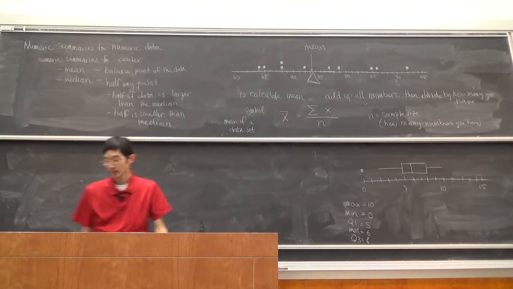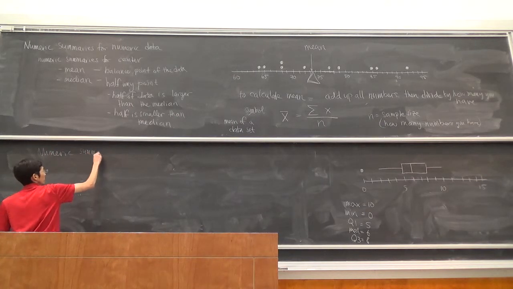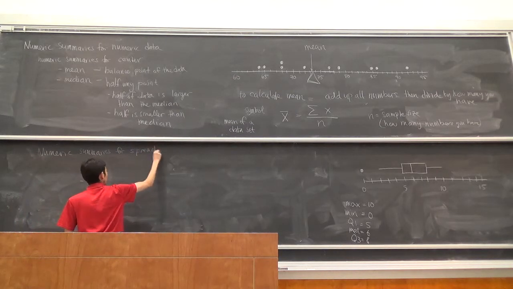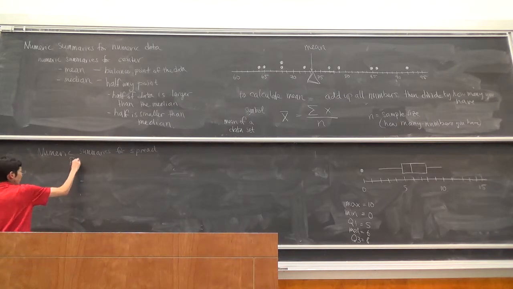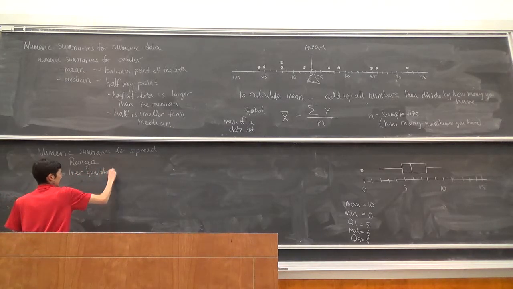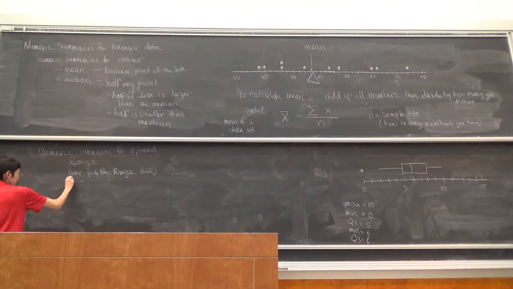I have to talk about numeric summaries for spread. We have the range. We have the interquartile range, abbreviated IQR. And we have the standard deviation.